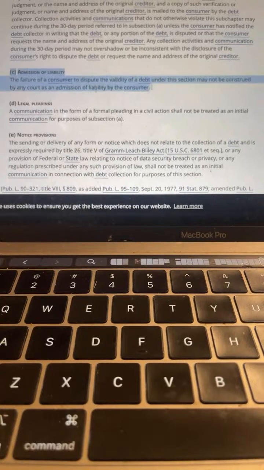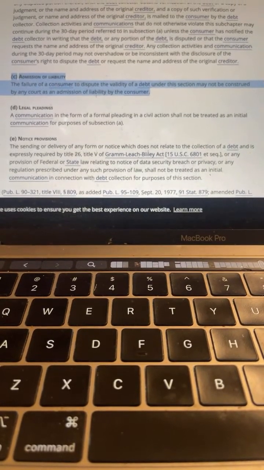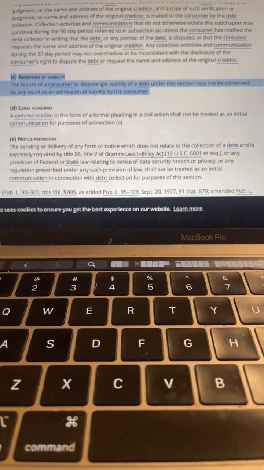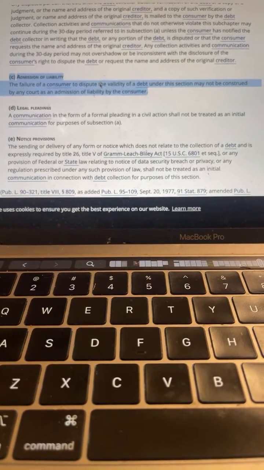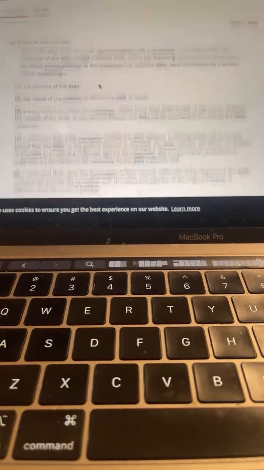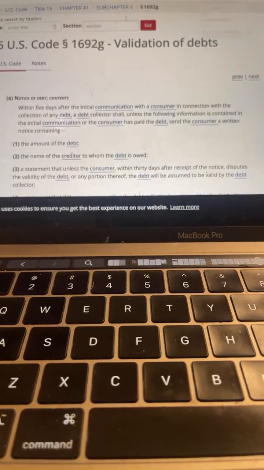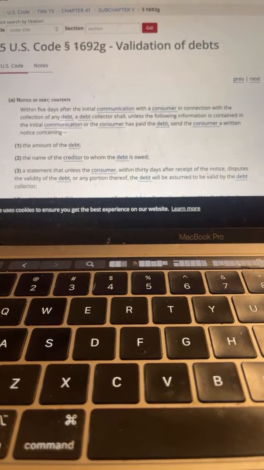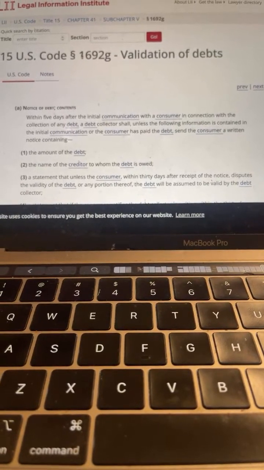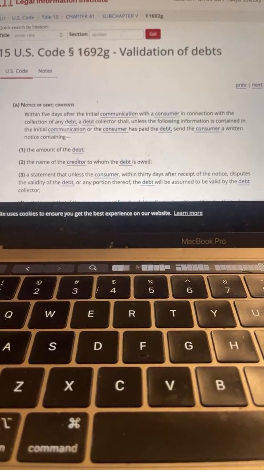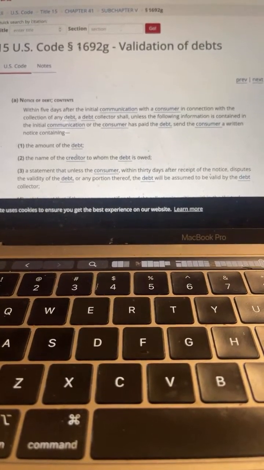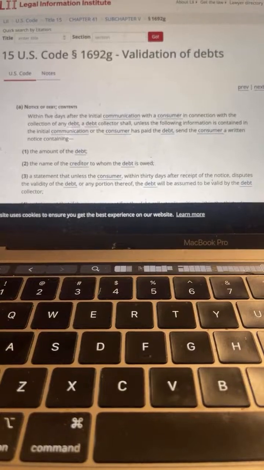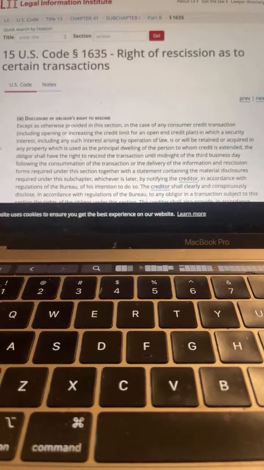I want you guys to read this as well. The failure of a consumer to dispute the validity of a debt under this section may not be construed by any court as an admission of liability by the consumer. All right, so this is 1692g. This is for those that have sent off a letter and they've stated that it's accurate or that it's verified. This is what we'll use here, validation of debts, and this is requesting their method of verification.